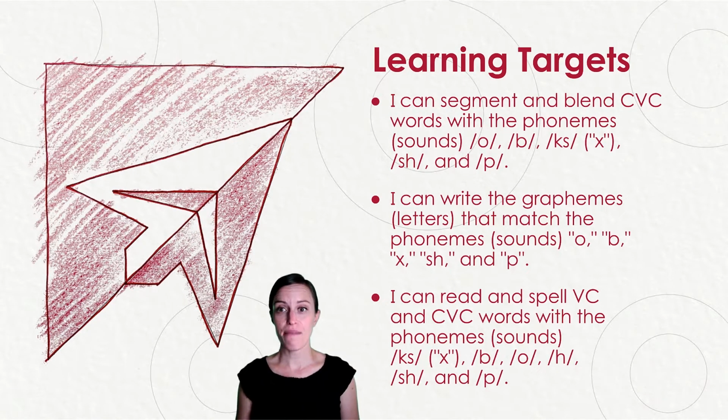I can segment and blend CVC words with the sounds A, B, X, Sh, and P. I can write the letters that match the sounds O, B, X, SH, and P. And finally, I can read and spell vowel consonant and consonant vowel consonant words with the sounds X, B, A, H, Sh, and P. Here we go.